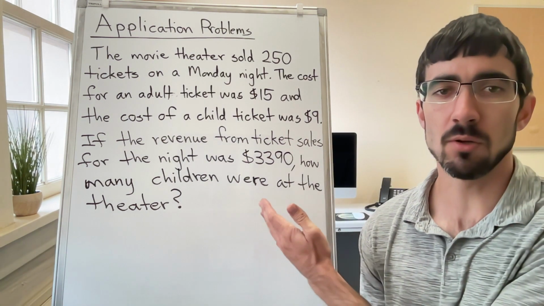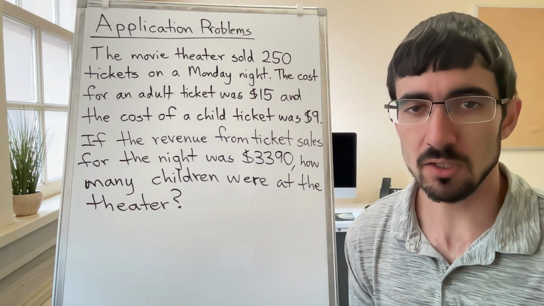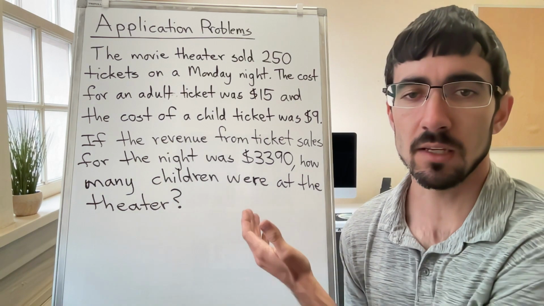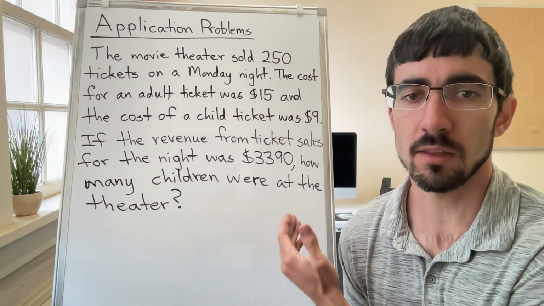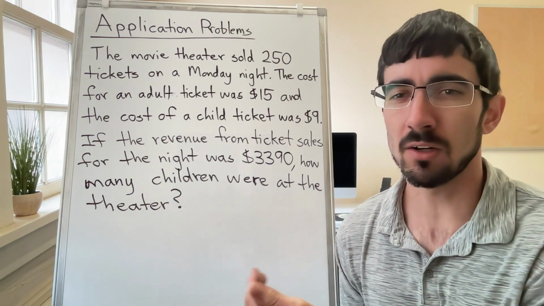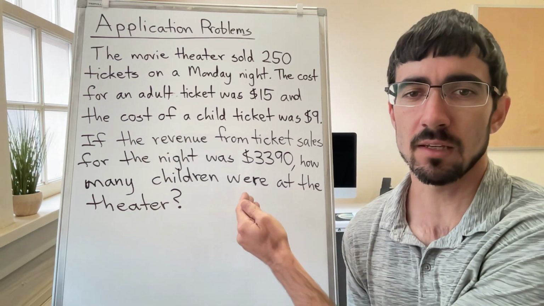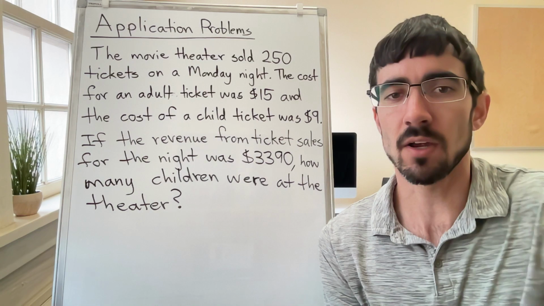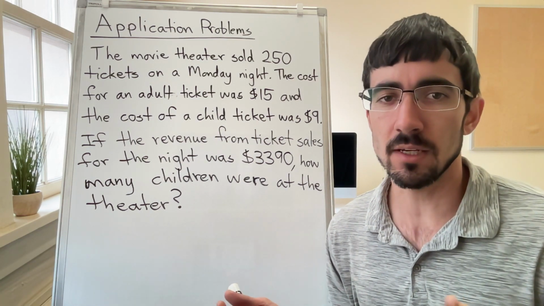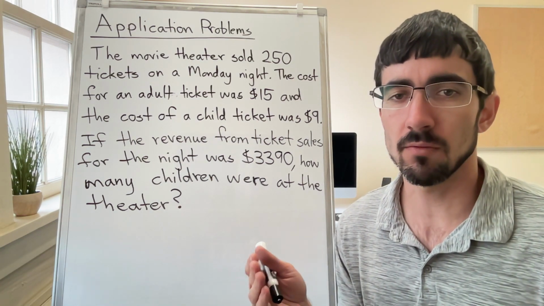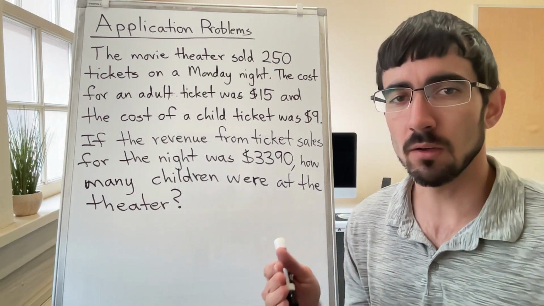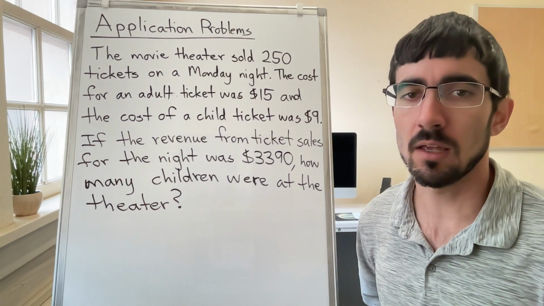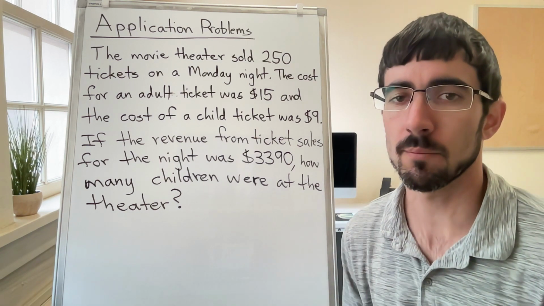This problem is about a movie theater selling tickets. There are adult tickets and child tickets. And the question being asked at the end is how many children were at the theater? So one of the variables has to represent the answer to that question. It makes sense here to use the variables A and C. A for adults, C for children. Let's see if we can read through the question and set up two equations that involve those variables.